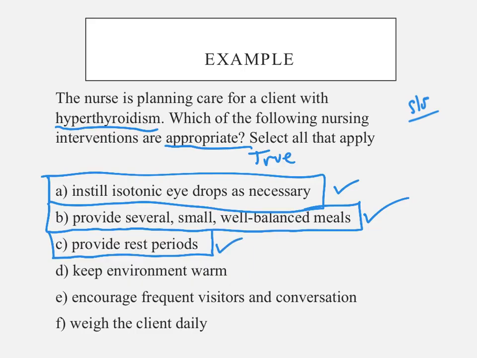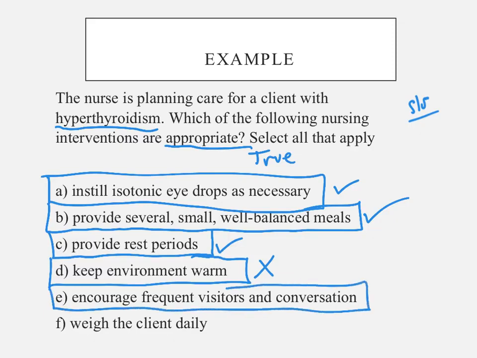Keep the environment warm. See, I'm looking at these individually, I'm not going back. Keep the environment warm. Well, in the picture I saw on the Picmonic, there's a fan. So they don't want a warm environment, they want a cool environment. So that's false. That's a no. Not going to do that. That's not appropriate. Encourage frequent visitors and conversation. Well, that kind of contradicts C. No. False. It's not what we would do for hyperthyroidism.